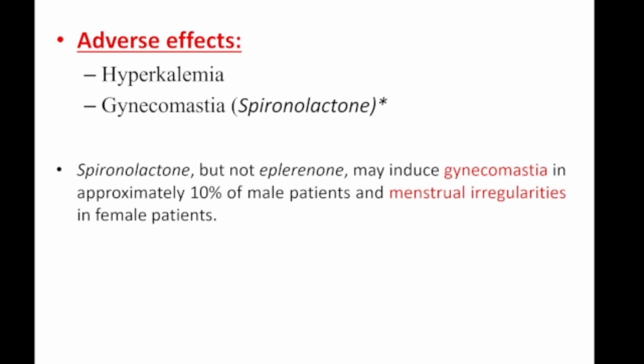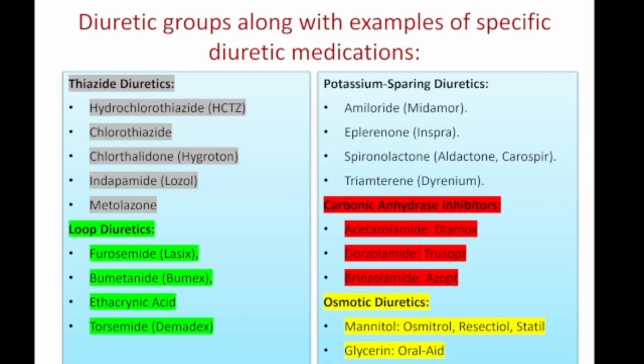Patient side effects, adverse effects: hyperkalemia and gynecomastia, especially with spironolactone. Gynecomastia is associated with spironolactone due to the anti-androgenic effect. Spironolactone, but not eplerenone, may induce gynecomastia in 10% of male patients and could cause menstrual irregularity in female patients. Okay, two main side effects. We have other side effects, but these are the most important. Okay, we're done with the potassium-sparing diuretics.